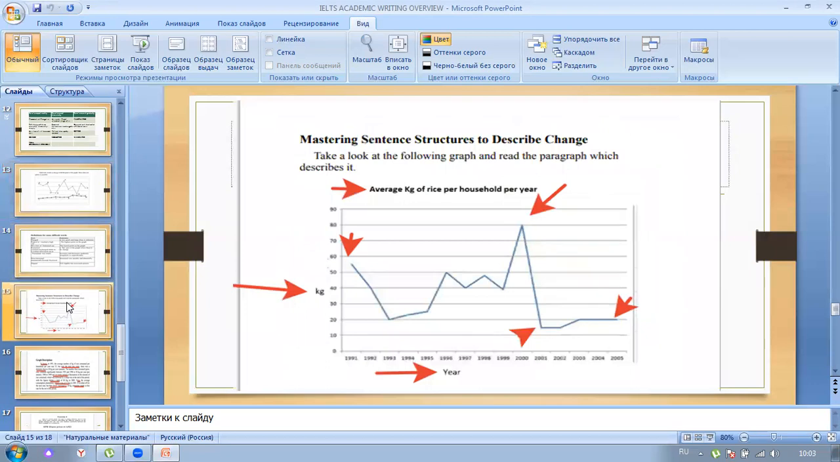We're going to dive into the introduction part of task one, and what to write and how to begin. First, you are going to get this kind of line graph in your IELTS exam.